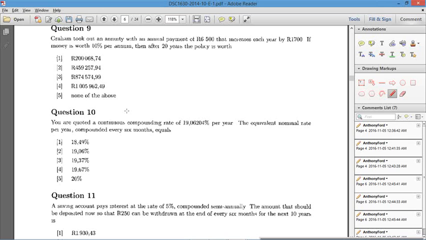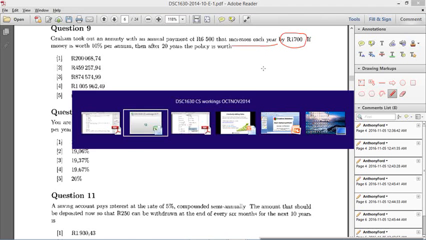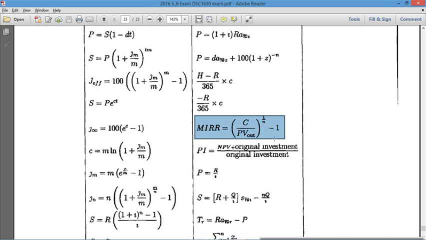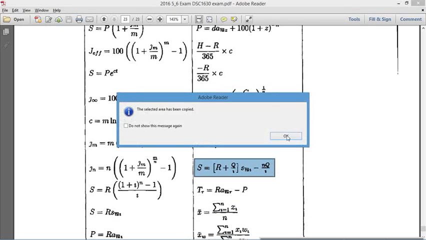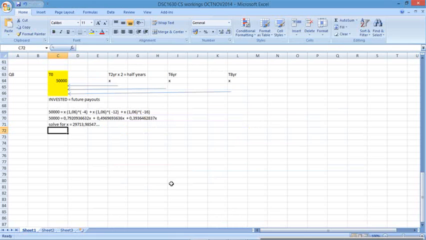Question 9 talks about Graham, who took out an annuity with annual payments that increase each year. When I see this increases by each year, I know this is a growing annuity. So I take the formula for a growing or increasing annuity, I write down the equation, and I then calculate. It's as simple as that.